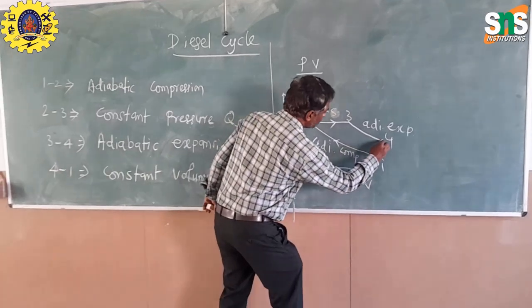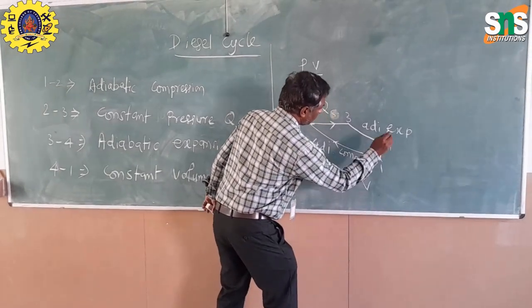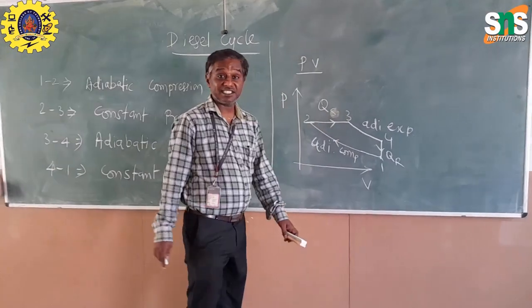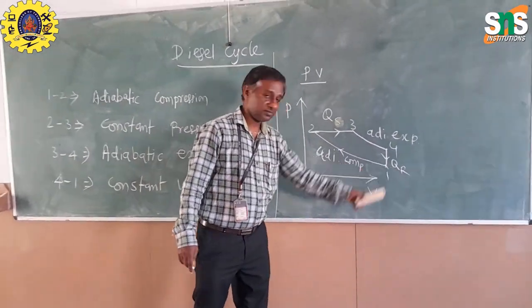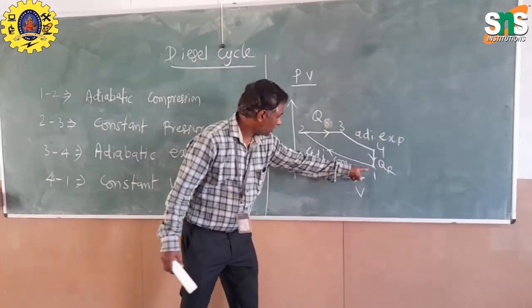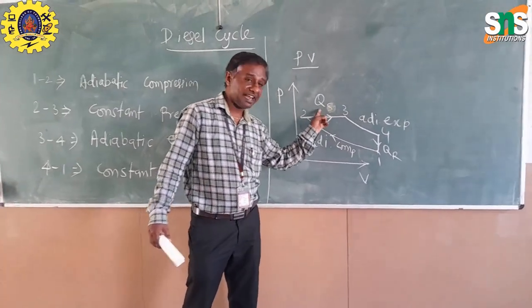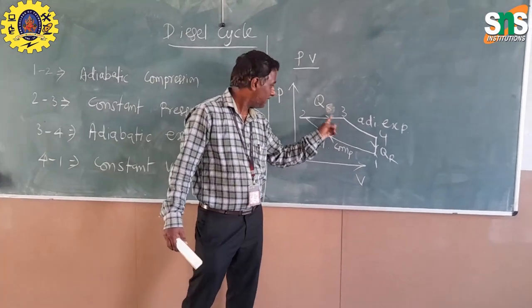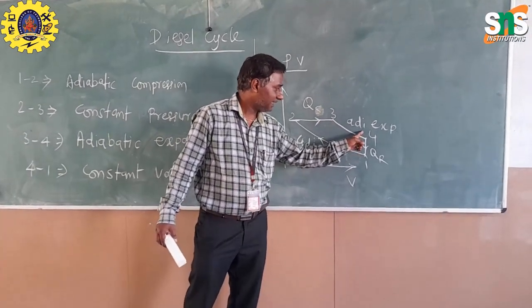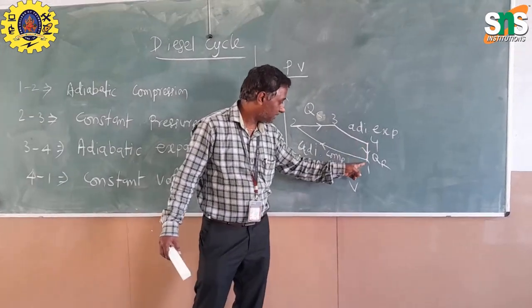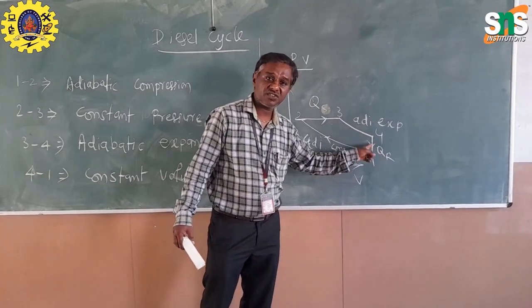And 4 to 1 is a constant volume process, in which the heat is rejected, QR. Okay. So 1 to 2 is adiabatic compression, 2 to 3 is constant pressure heat addition, where the heat is supplied, 3 to 4 is the expansion process taking place adiabatically, and in 4 to 1 the heat is rejected at a constant volume.